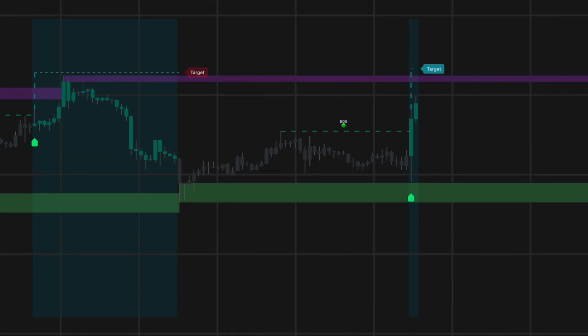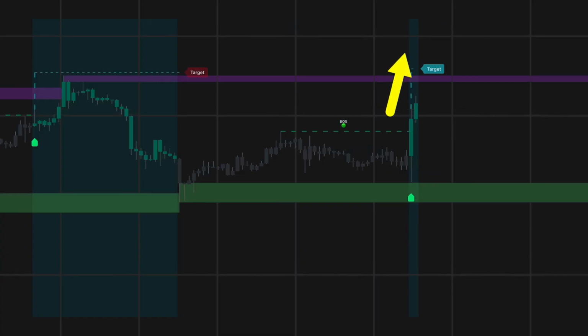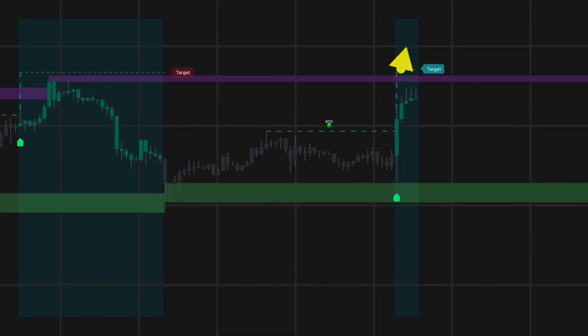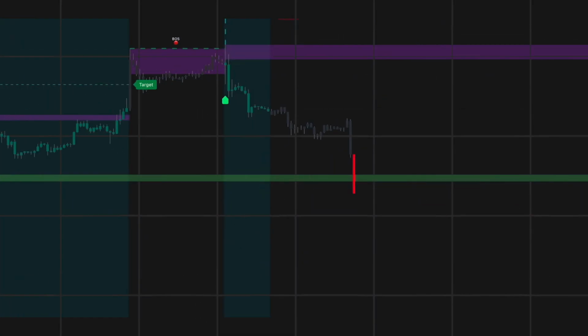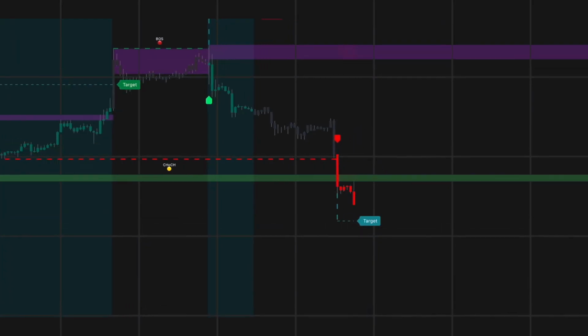If the price approaches a resistance level with increasing volume, it might indicate a potential breakout. Conversely, if the price approaches a support level with increasing volume, it might indicate a potential breakdown.